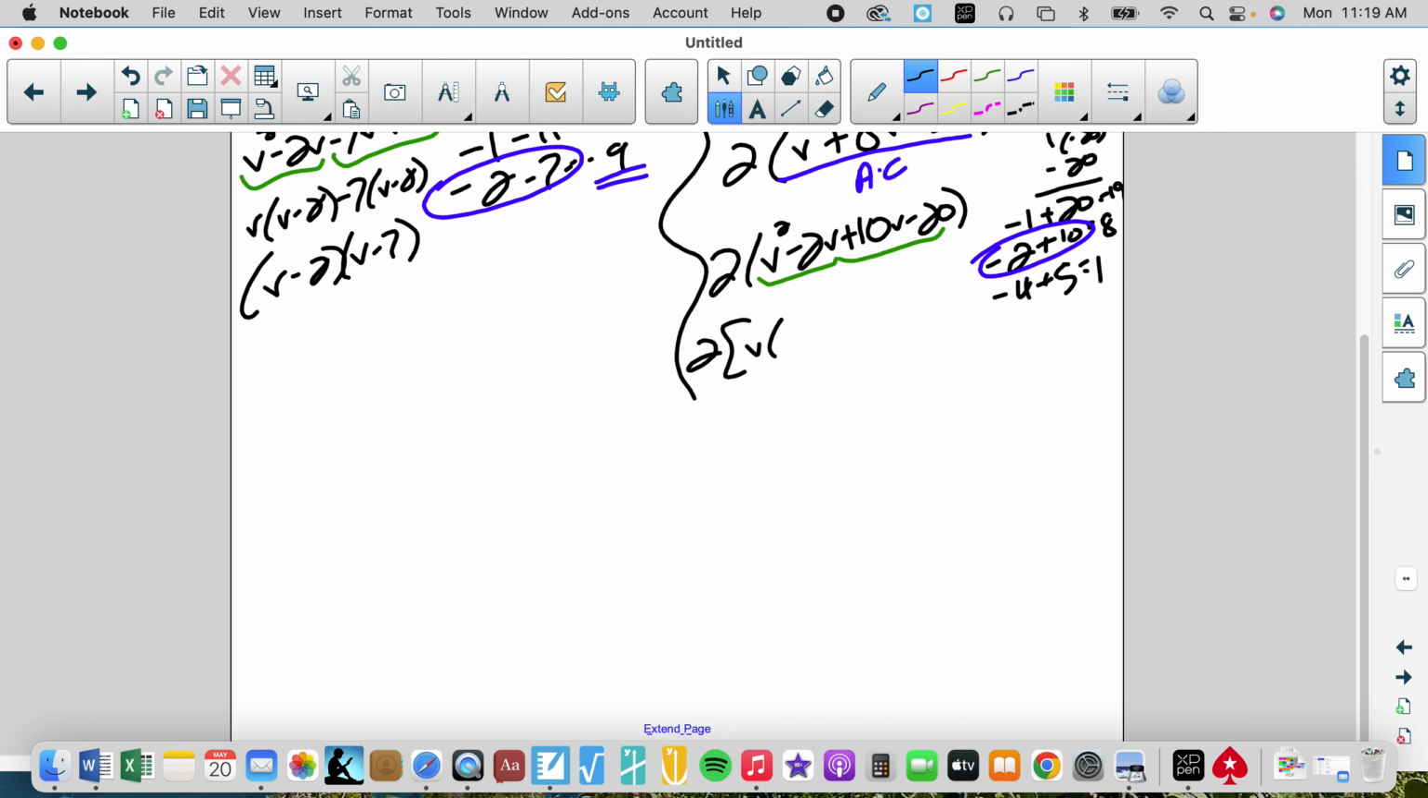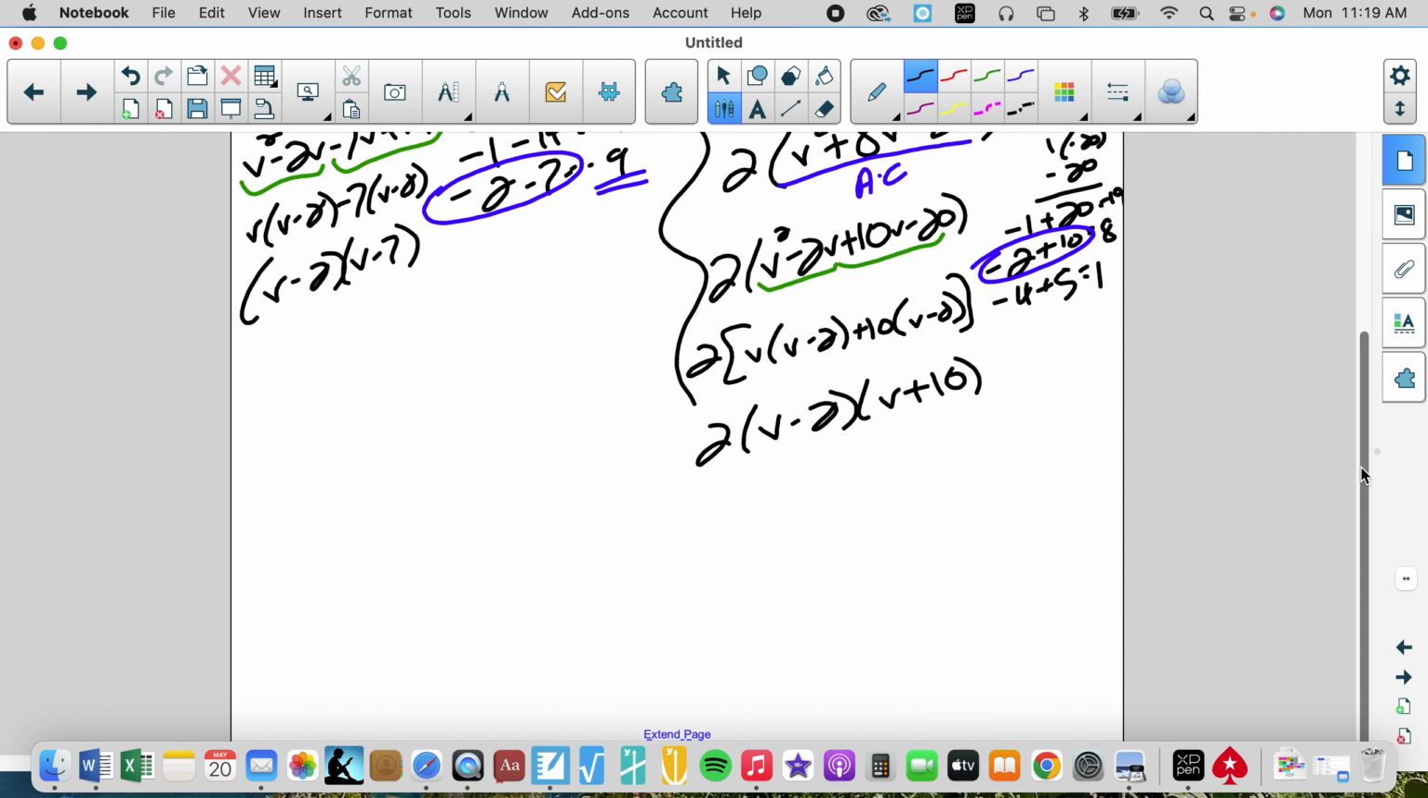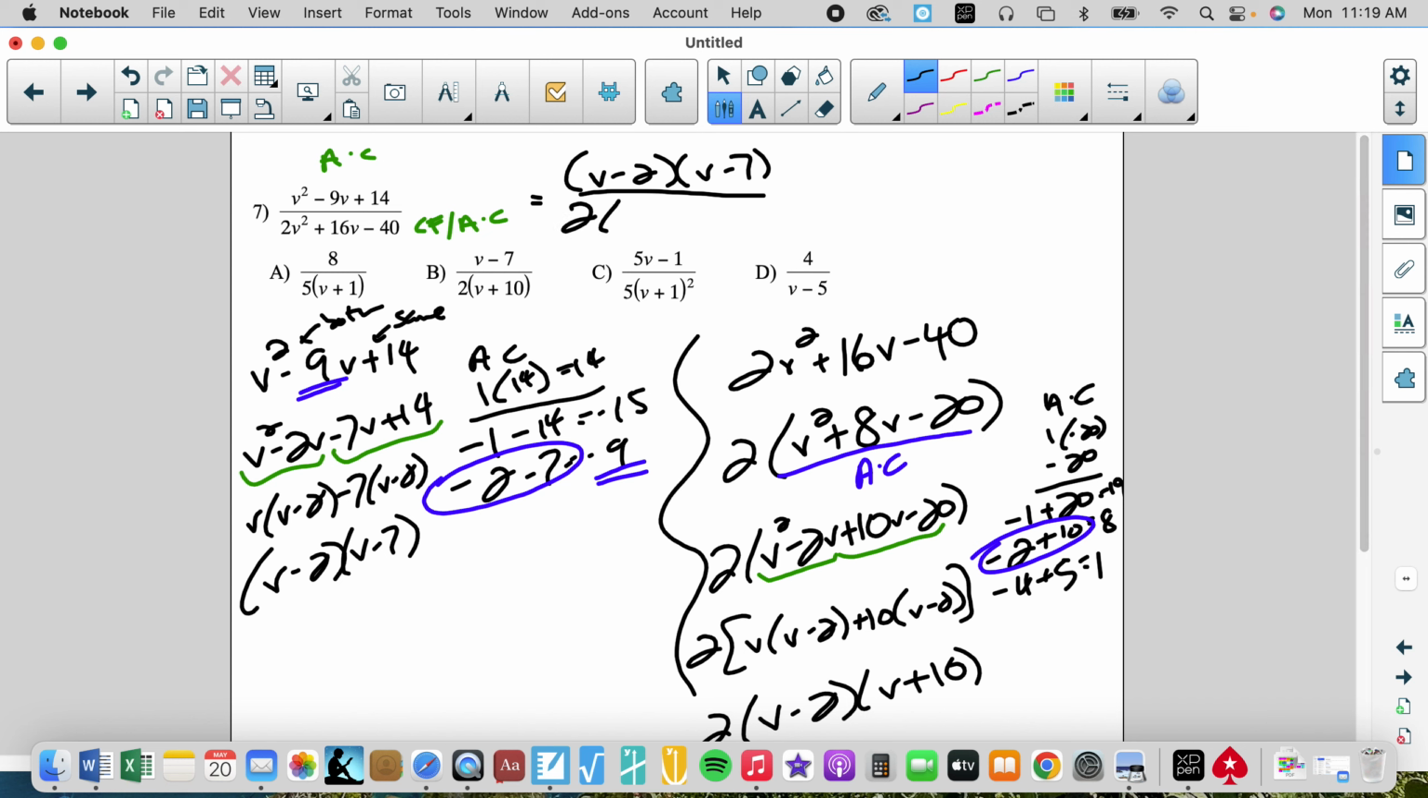So we'll factor out a v, and we get v minus 2. We'll factor out a positive 10, and you get v minus 2. So that gives us 2 times the quantity v minus 2, v plus 10 as the factored form of the denominator. What can cancel? The v minus 2 can cancel. That leaves us with v minus 7 over 2 times v plus 10. Not much canceled. So what does that leave us with? That's b. Yeah, perfect. Awesome.